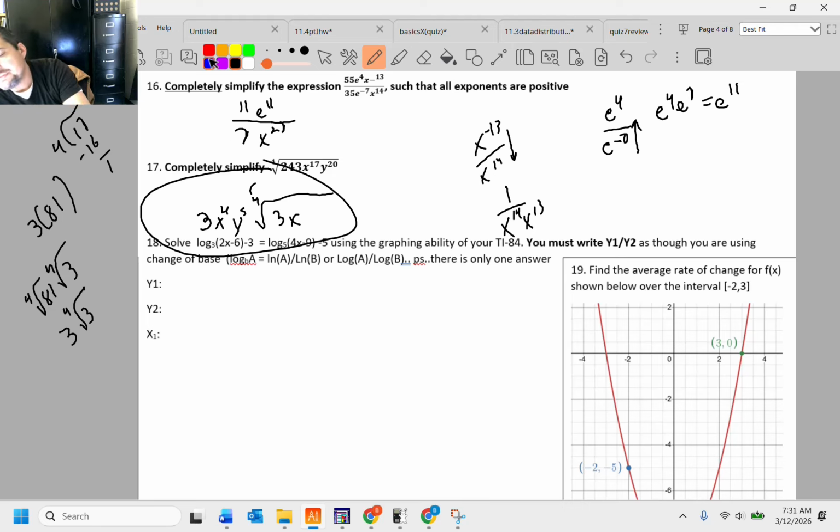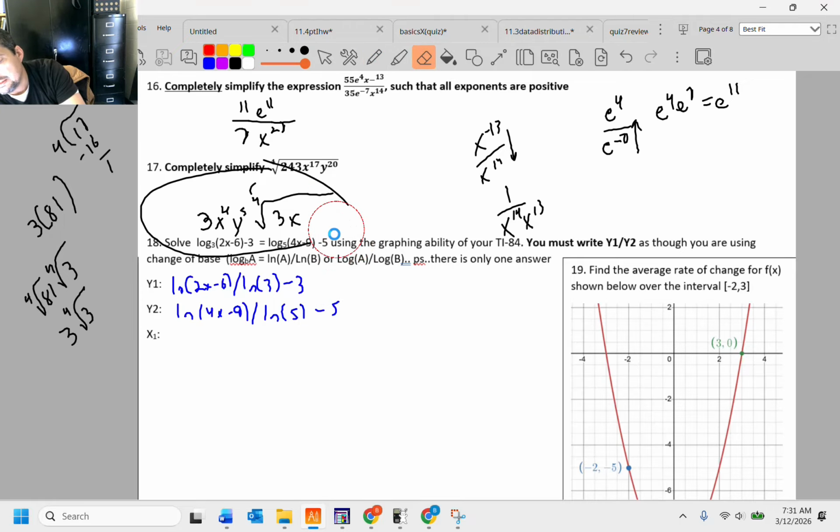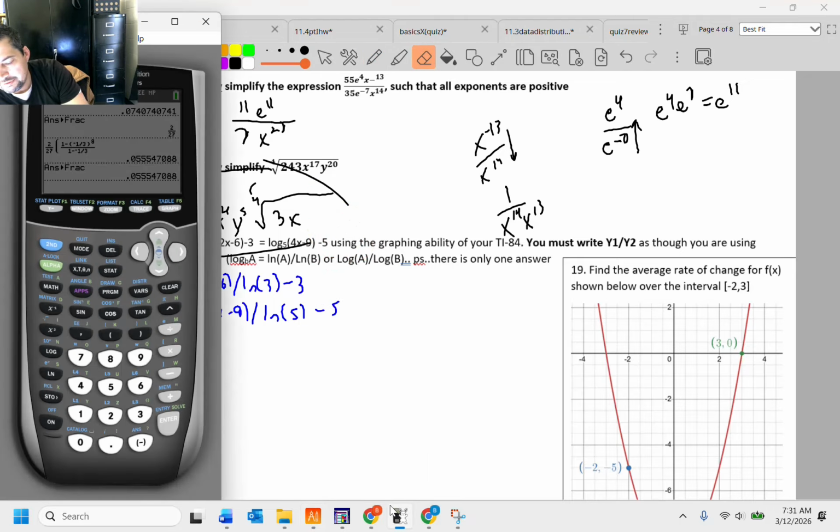We have our logarithm one. This ain't been going so hot. I don't know why. Dakota Davis, I'd like you to figure this out. We got the natural log of 2x minus 6, sitting pretty over the natural log of 3, and then take away 3. This is going to be the ln of 4x minus 9, sitting pretty over the ln of 5, and then take away 5. Not that hard, really. We just don't want to do it.